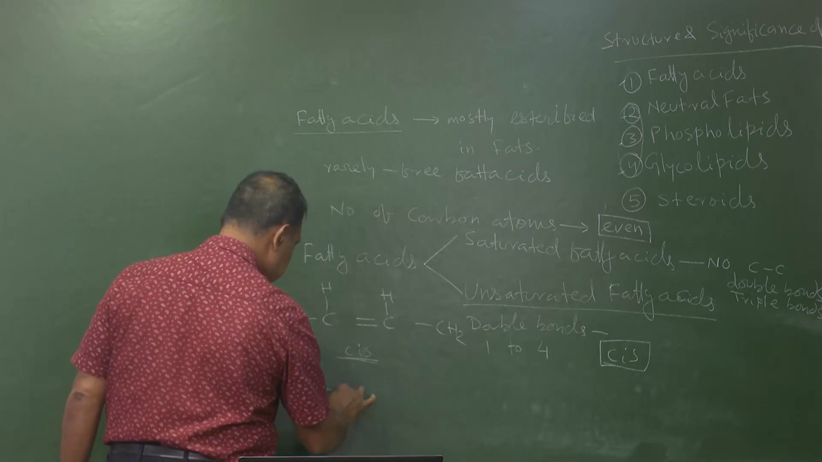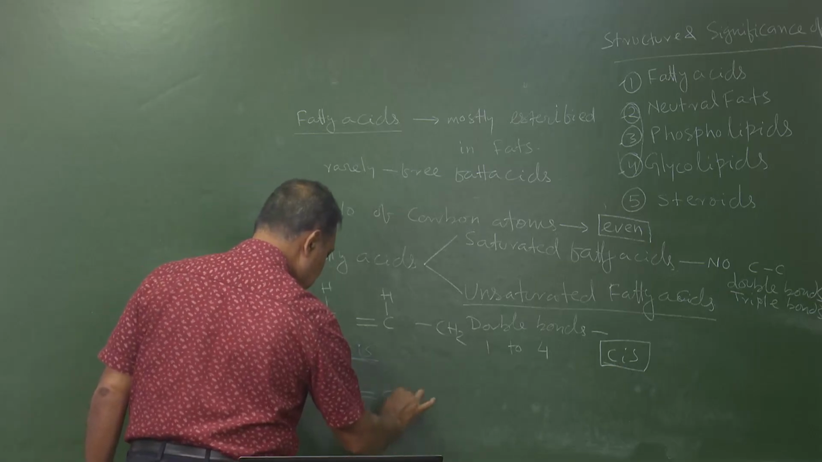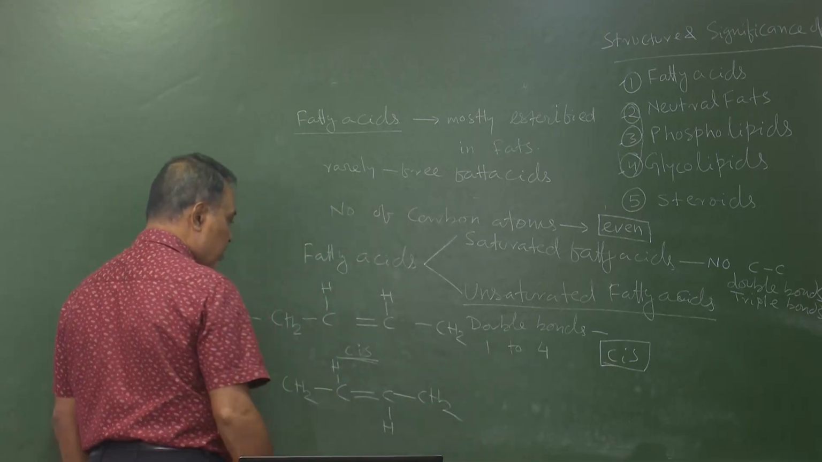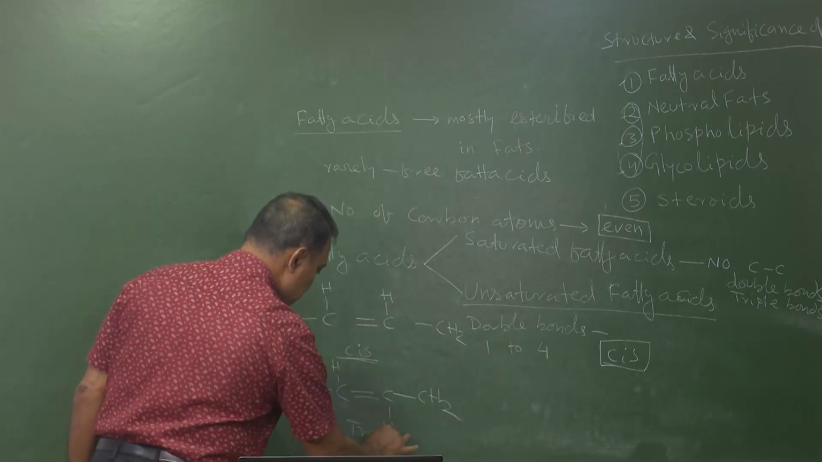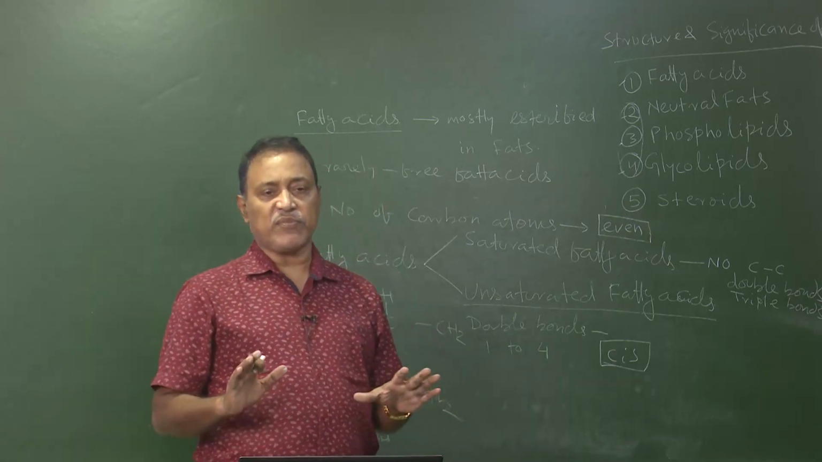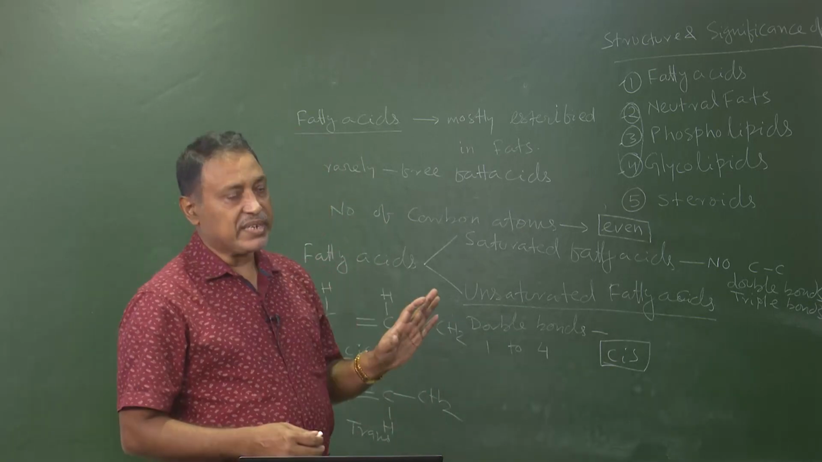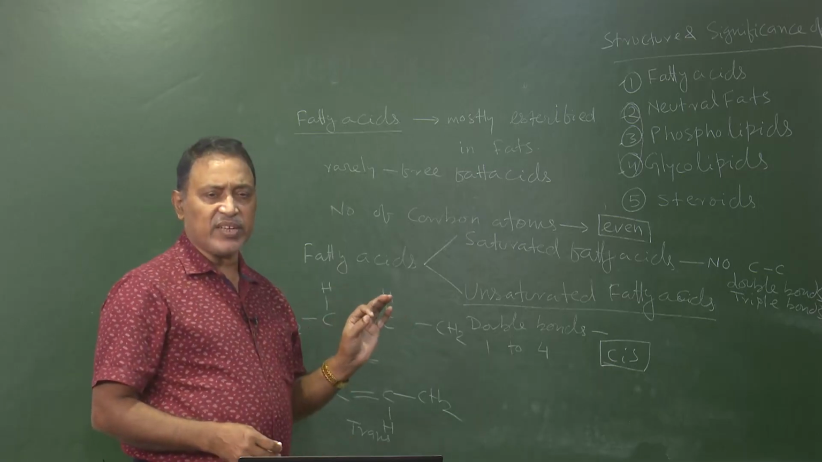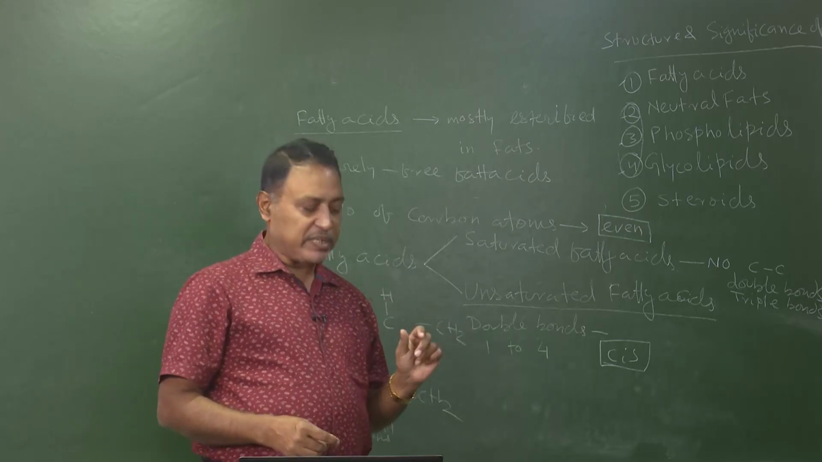If it would be like this, hydrogen, then we call it trans. It is trans. Almost all what we find in our neutral fat are cis fatty acids. Rarely there are trans fatty acids. Very rarely, in some marine organisms, we find trans fatty acids to be present.